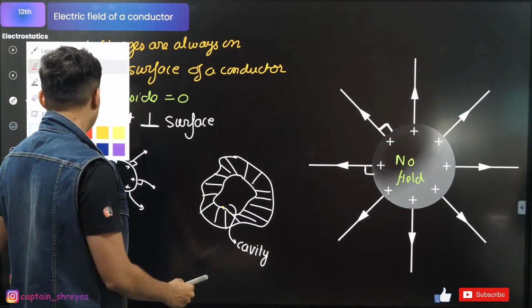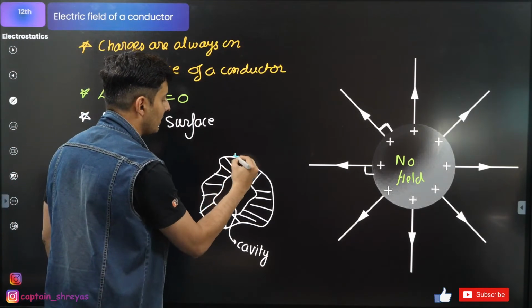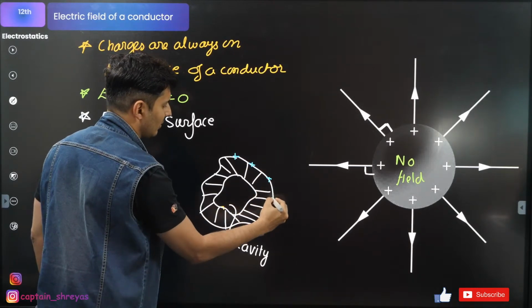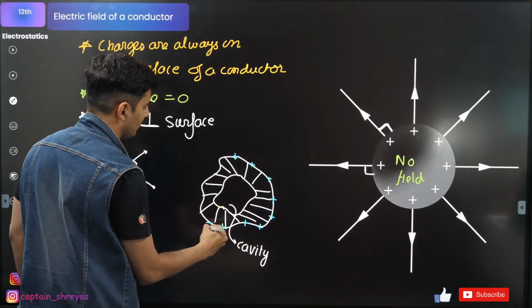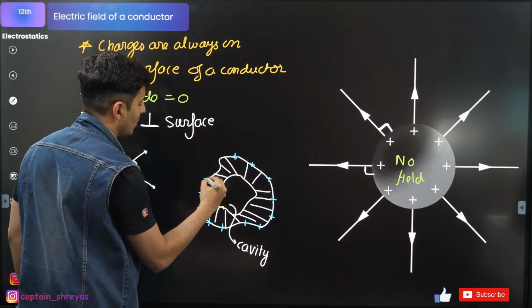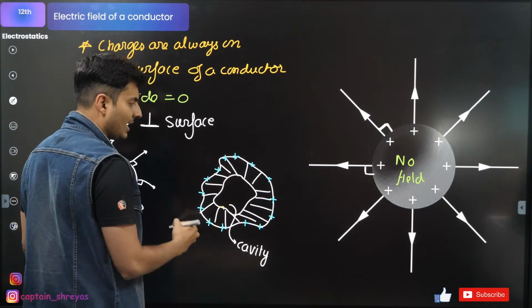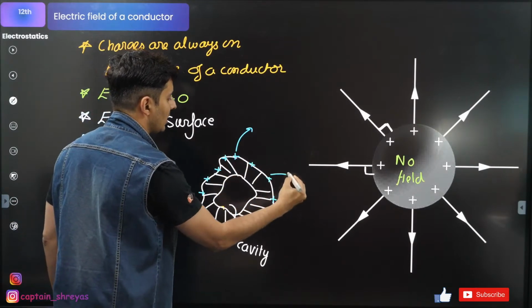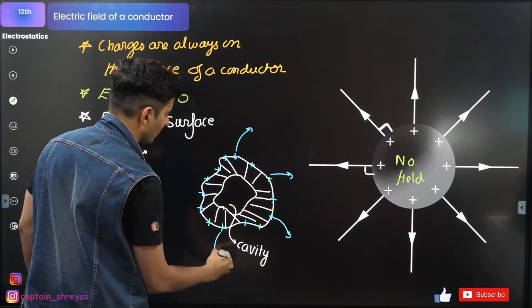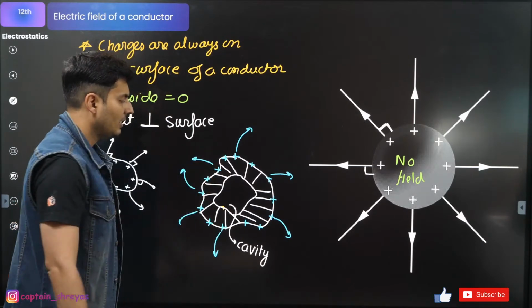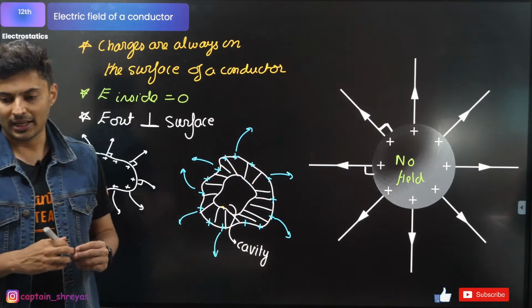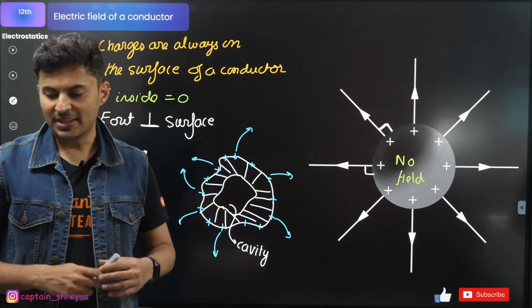You will see that the charges will only go over here. Whether the charges are positive or negative does not matter; right now I'm just showing positive. Always the charges will come on the periphery, and you will see the field lines will only come from outside. That's it. There will be no field inside. So this is how the electric field lines will look. Is that okay? This is for charged conductors.